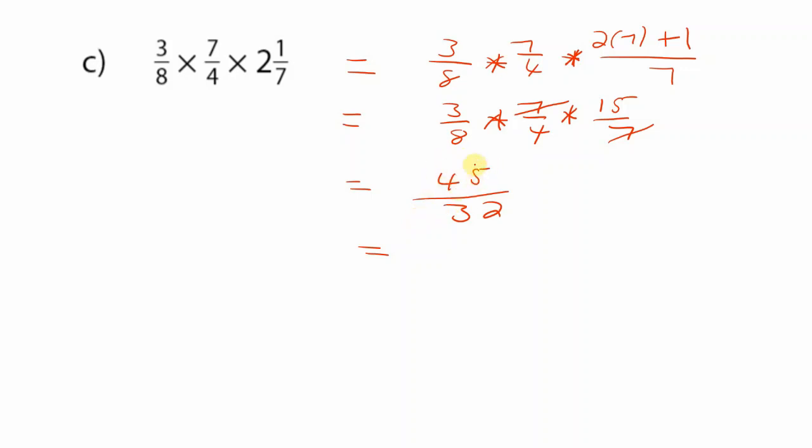It's an improper fraction. Top bigger than bottom, or numerator bigger than denominator. So change to mixed fraction. 32 goes into 45 once. Remainder of 13 over 32. So that's the most simplified solution, 1 and 13/32.